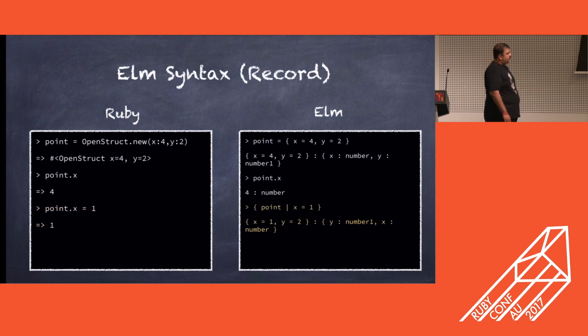In Elm, the syntax is slightly different, and the result you get back is slightly different as well. Everything in Elm is immutable, so you cannot actually change anything. You will always get a new copy back with the updated value. So you can always guarantee that the point hasn't changed, and you get a new point back with x equals 1. In Ruby, you can do point.z, which is like adding an extra key value. But in Elm, you cannot do that because all records are of fixed length at the time of creation.